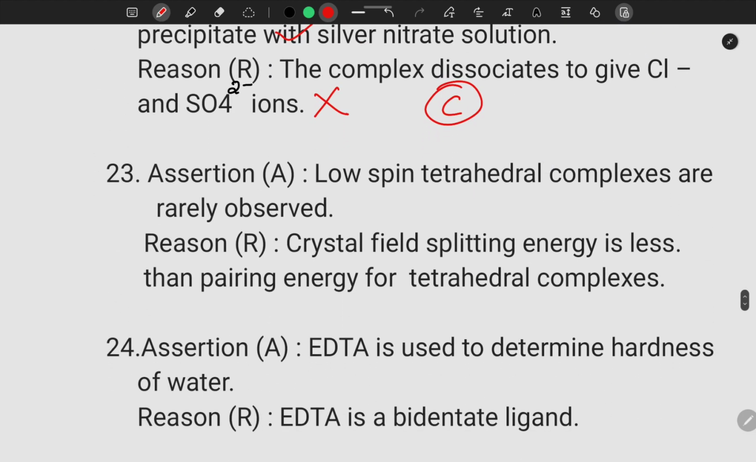Low spin tetrahedral complexes are rarely observed because, we know, for low spin complexes, the delta T value, the crystal field splitting energy, is very small, especially in tetrahedral complexes, compared to the pairing energy. So assertion and reason both are correct, and the reason is the correct explanation of the assertion.